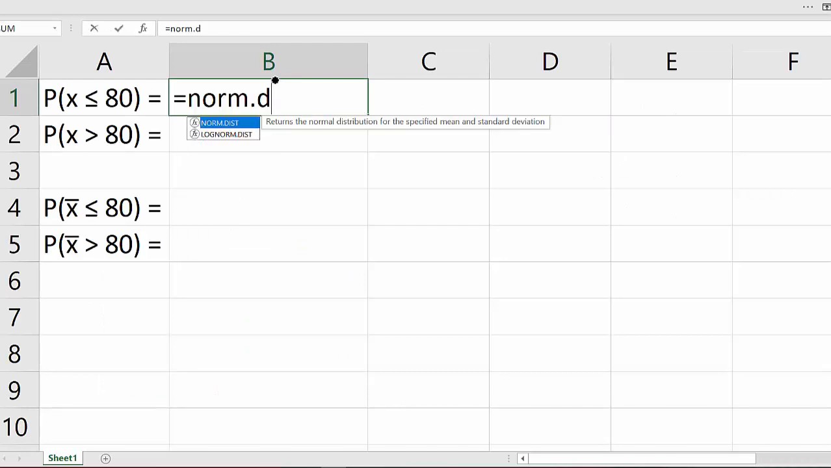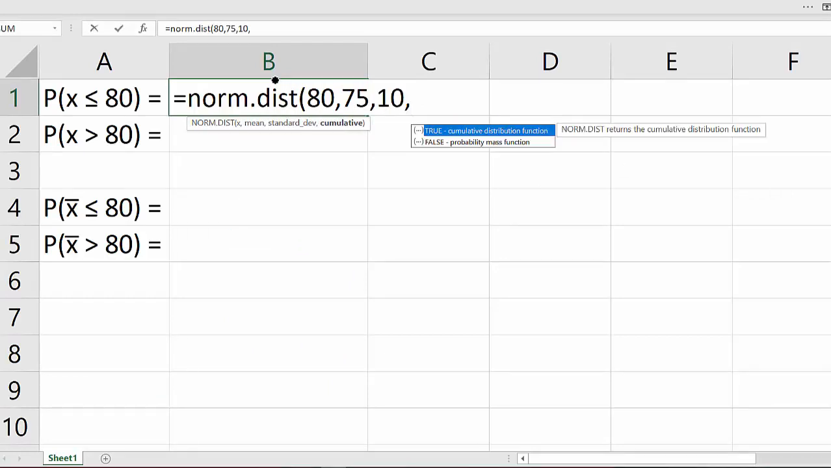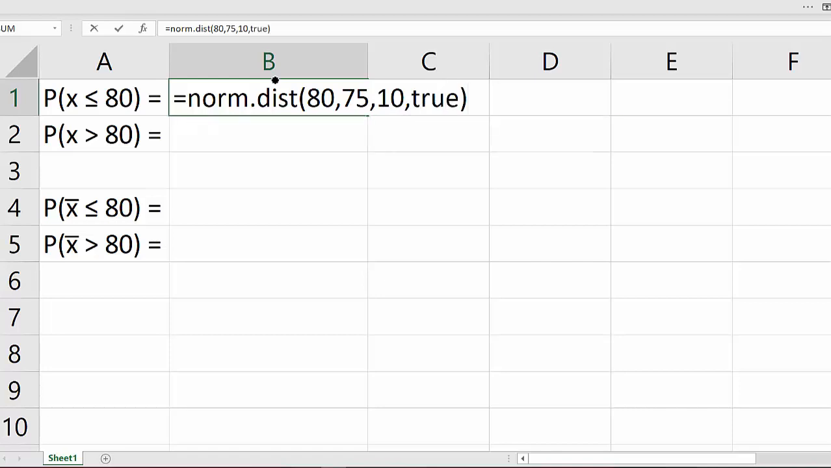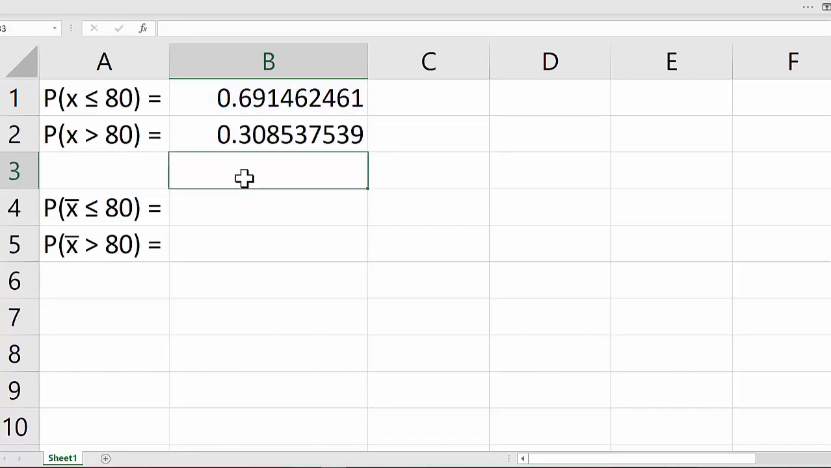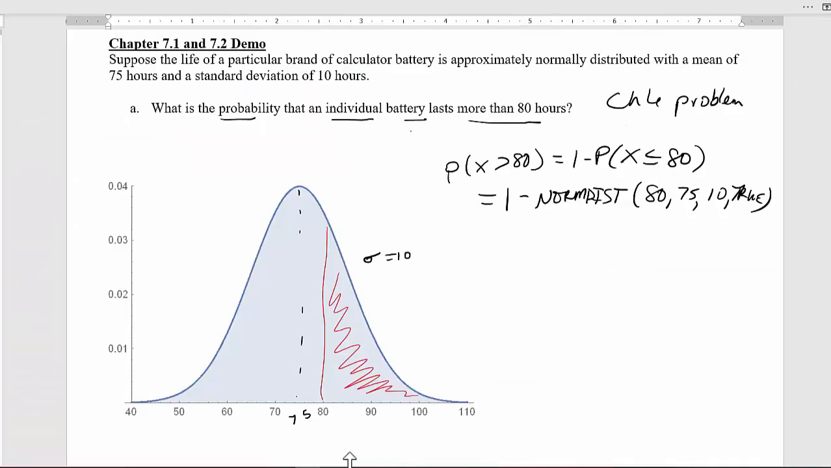So we'll type equals norm.dist 80, 75, 10, true. That's going to give us the probability of less than or equal to 80. To get to the greater than 80 part, we'll do equals 1 minus, highlight that 69%, and we'll get something on the order of 31%. So the probability that a single battery will last more than 80 hours is approximately 31%.